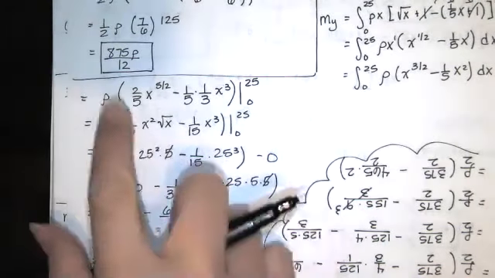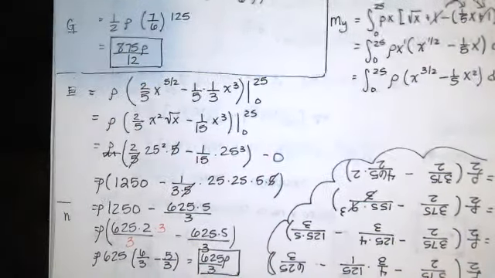Okay, so that's the moment about the x-axis. That's the moment about the y-axis. And we can put those two pieces together to find the center of mass.